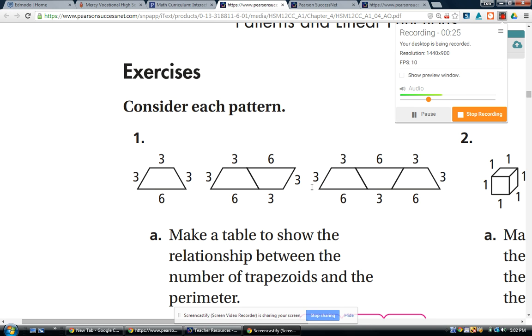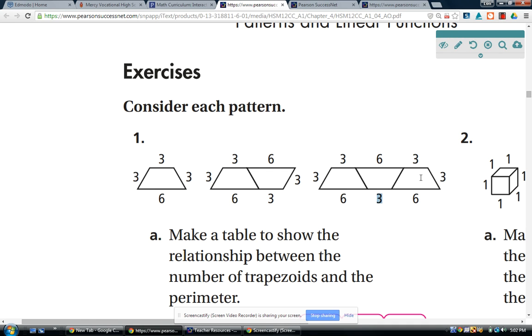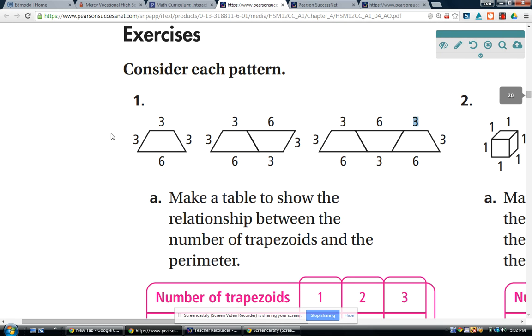So you'll see it says consider each pattern. Make a table to show the relationship between the number of trapezoids and the perimeter. So you'll see in the first picture we have 1 trapezoid. In the second we have 2. In the third we have 3. And you should see a pattern here. You notice that each of the bases, when you add them together, 3 over here plus the 6, the lengths of the bases would be equal to 9.